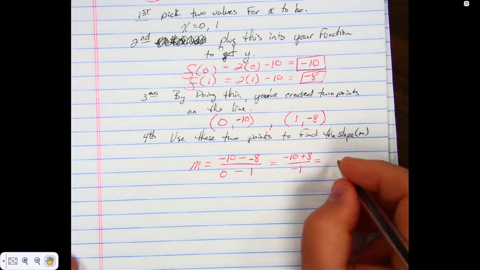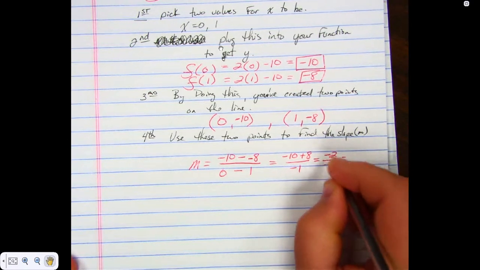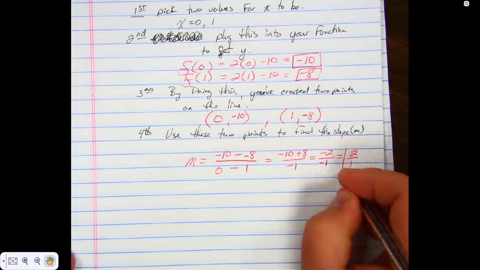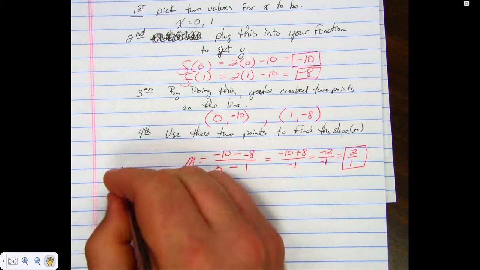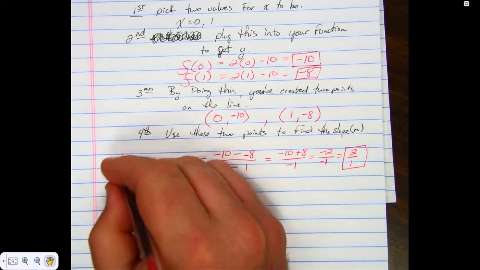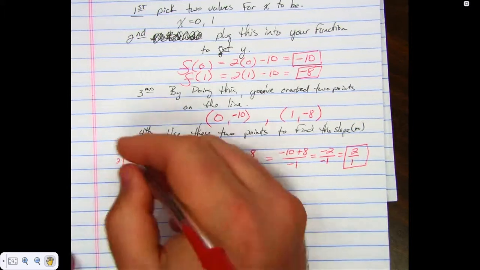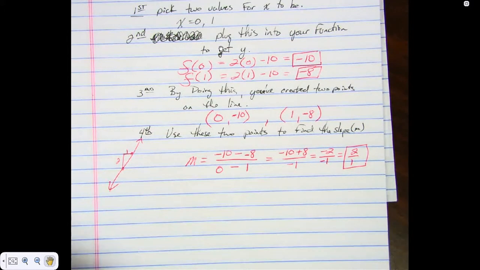Anybody? Negative 2 over a what? What's a negative divided by negative? Go ahead and leave it. I'm okay with you leaving it as 2 over 1. You can make it 2 if you want to. That's probably what it'll say in the back of the book. But then you know that from that point you go up 2 to the right 1, and you end up on it, don't you? Agreed? And you're done.